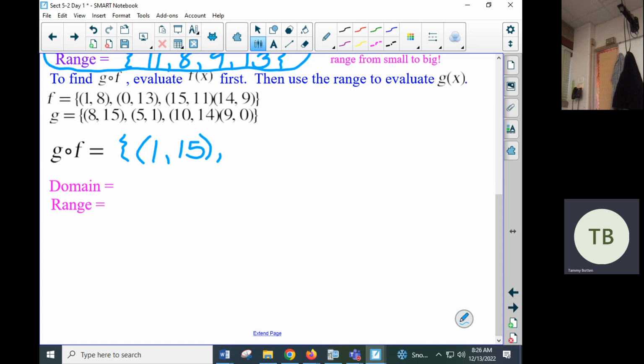Now I have 15, 11, and I'm looking if I have an X that's 11 and I don't, so then I don't worry about it. 14, 9, you look, do you have one that starts with 9? And I do. Again, these 9s would cancel and we would be left with 14, 0, like that. Okay. Now for your domain again, you just list your X value. And then your range, you list your Y value. So it'd be 15 and 0.